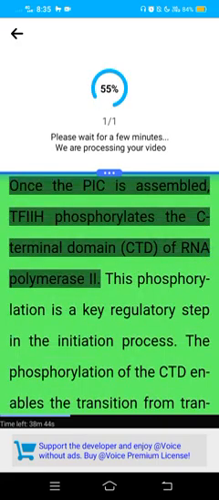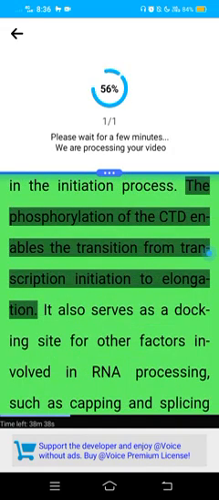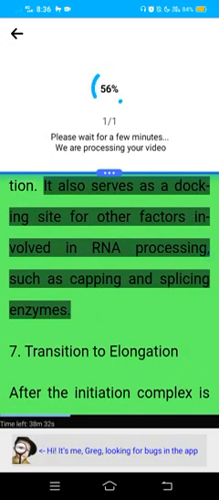6. Phosphorylation of RNA polymerase II. Once the PIC is assembled, TFIIH phosphorylates the C-terminal domain (CTD) of RNA polymerase II. This phosphorylation is a key regulatory step in the initiation process. The phosphorylation of the CTD enables the transition from transcription initiation to elongation. It also serves as a docking site for other factors involved in RNA processing, such as capping and splicing enzymes.